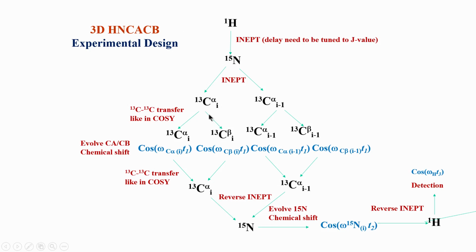That depends on the delay period you use, but normally we use a delay period such that there is a 50-50 transfer. Similarly, for I minus 1, using the same concept, it will also keep some magnetization on its own, and some 50% will go to C beta of that amino acid I minus 1. So now at the end of this step we will have 4 atoms excited by the pulse, and they will all be in the XY plane after this transfer.